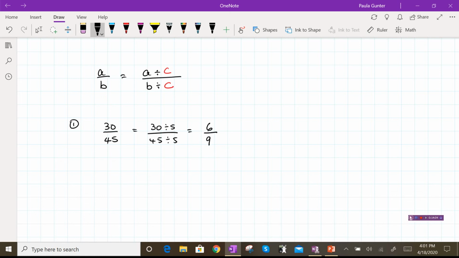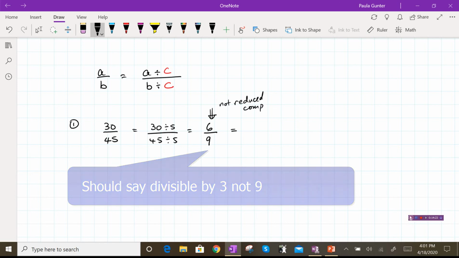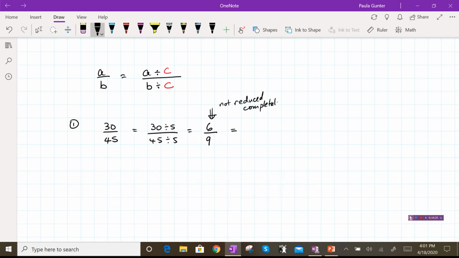Am I done? This is the important part now. Most students stop, but you have to look again. I see 6 and 9, so I have to continue, because this is not reduced completely. It is lower, but it is not completely reduced. So we go again: 6 and 9, the common factor is 3, and we divide again. And we end up with 2/3. That will be my final answer.